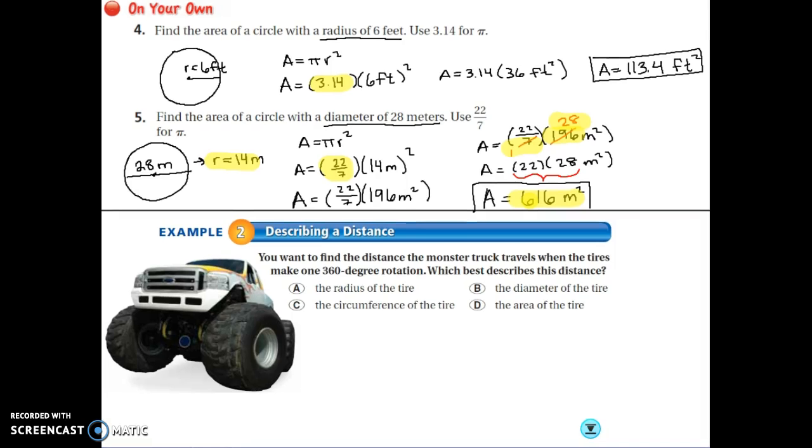In example 2, we want to find the distance that a monster truck travels when the tires make one 360-degree rotation. What best describes this distance? So if we think of a tire, and it is moving forward, the distance that it's going to cover is one 360-degree rotation. So starting here and turning the tire 360 degrees around, that distance is going to be the same as the outside of the circle. The outside of the circle is called the circumference of the tire. So the distance it's going to travel is c, the circumference of the tire.